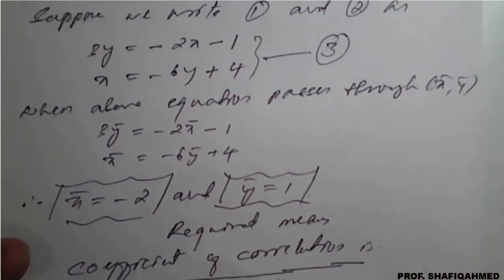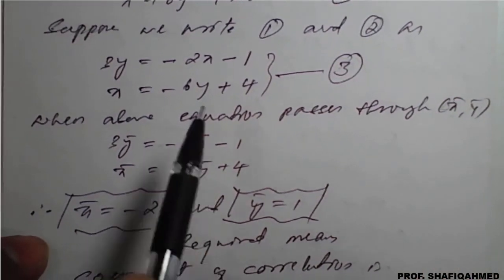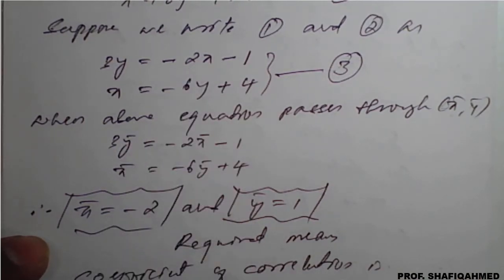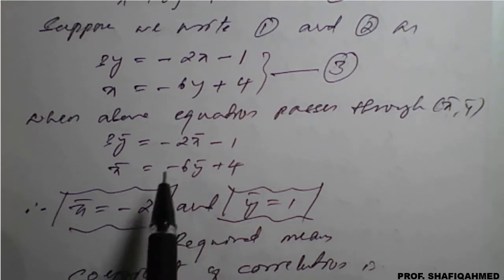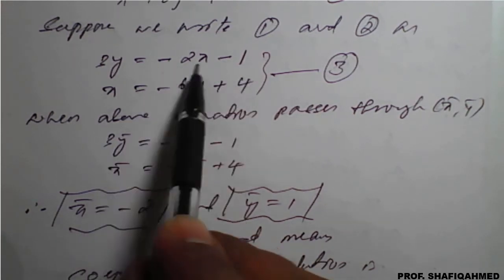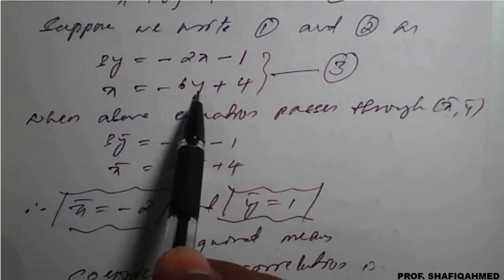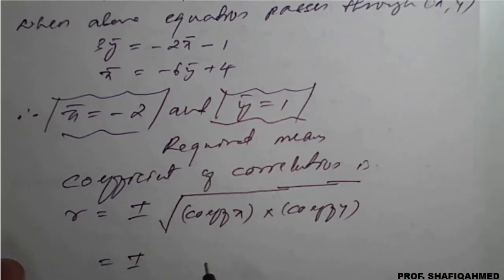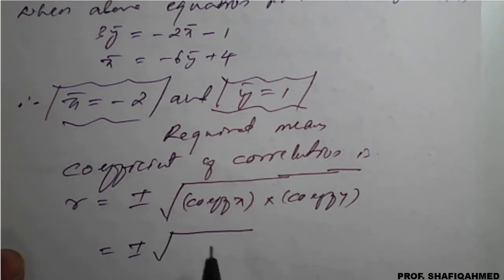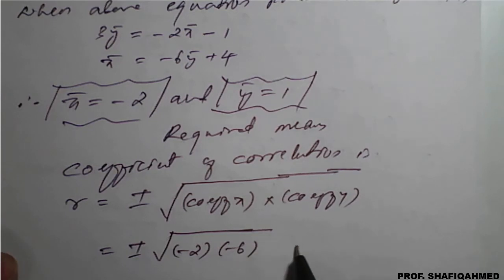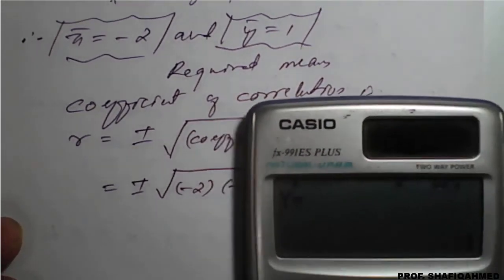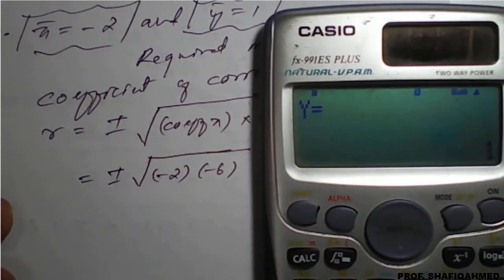So according to equation number 3, the coefficient of x is minus 2, and here in the first equation the coefficient of x is minus 2 and the coefficient of y is minus 6. So apply here: plus or minus square root of minus 2 into minus 6. If you simplify this, you will check the answer here.